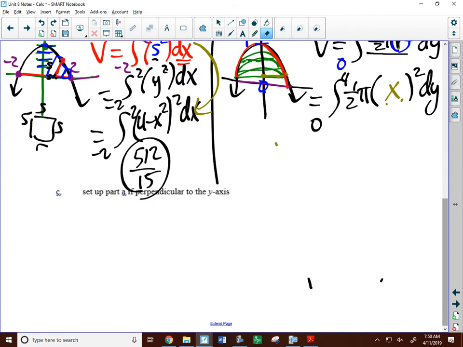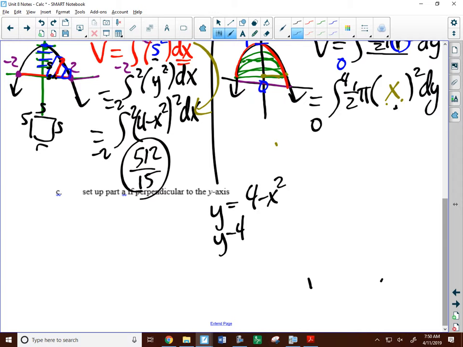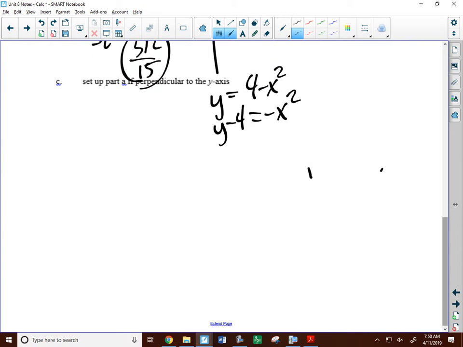So I need to solve for x. I know y equals 4 minus x squared. I need to solve for x and then plug it in right there. So I'm going to solve this for x. I'm going to subtract 4. Subtracting 4, I need to divide by -1 before I do the square root, so I'll just change the sign. Negative y plus 4 equals x squared.